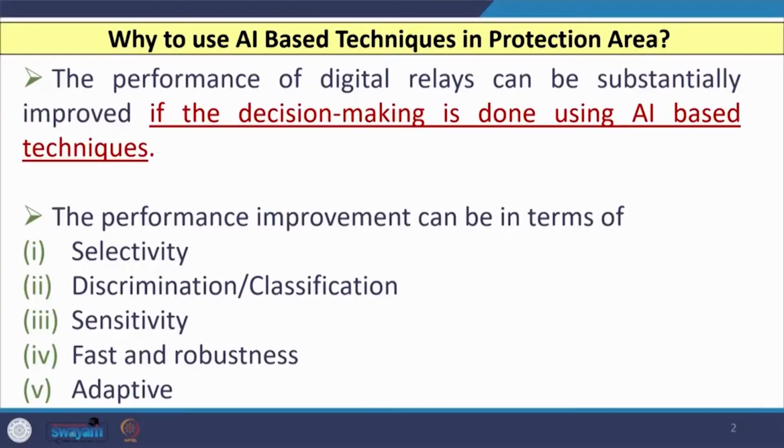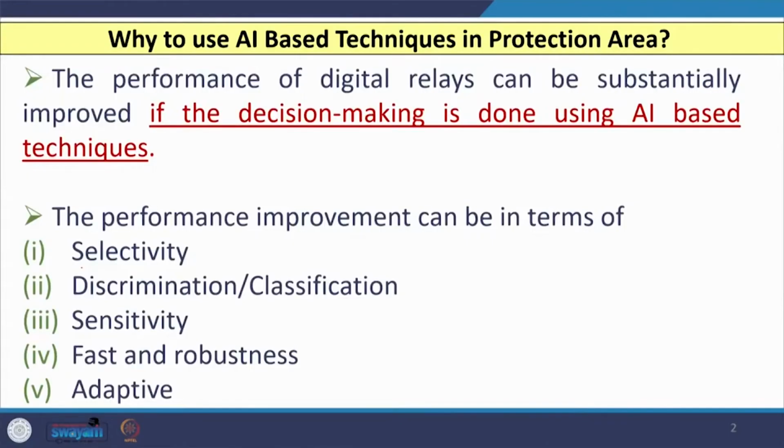Hello friends, so in this lecture we will discuss the application of artificial intelligence based techniques used in digital protection of power system network. So, the question comes, why use AI based techniques in the protection area? We know that the performance of digital relays can be substantially improved if the decision making of those relays is done using AI based techniques.